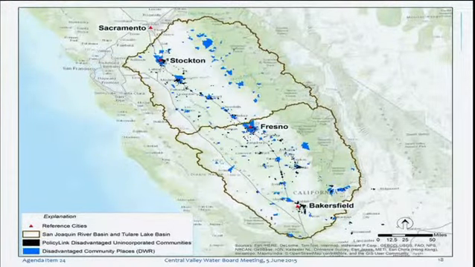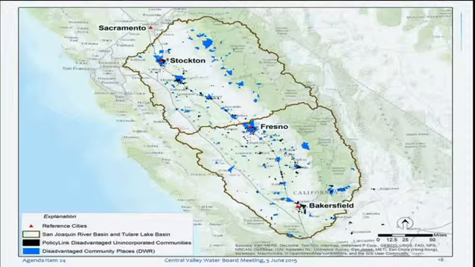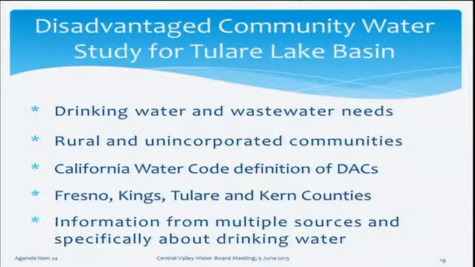Here, the PolicyLink disadvantaged unincorporated communities are shown in black, overlying the DWR DAC places in blue. Currently, I want to just mention that the PolicyLink tool does cover slightly over half, 54% of our region. It does not show the Sacramento Basin, so it's south of the Delta. And I can tell you the counties if you're interested.